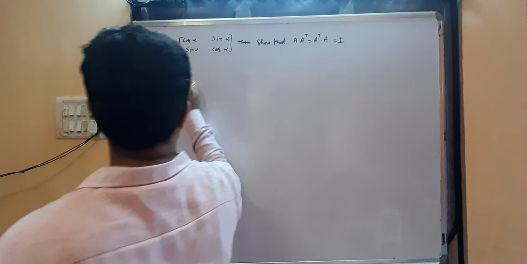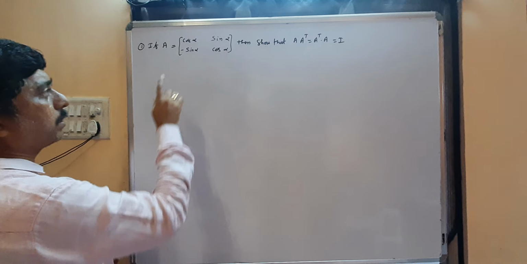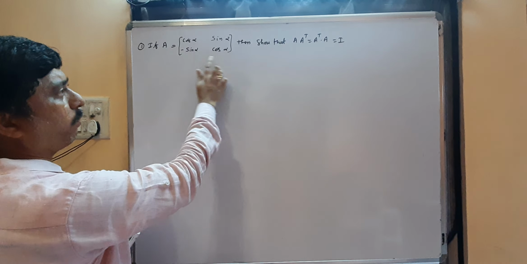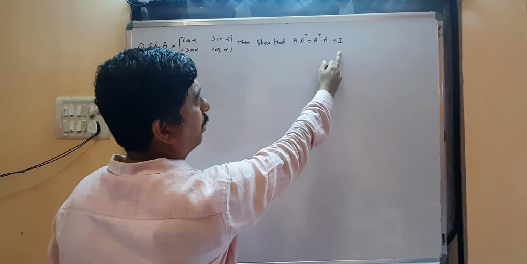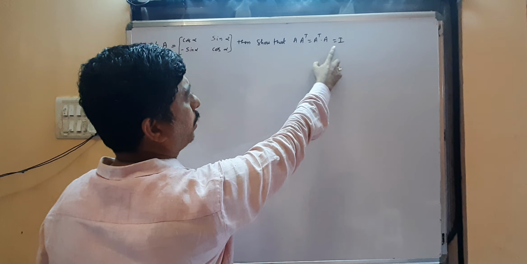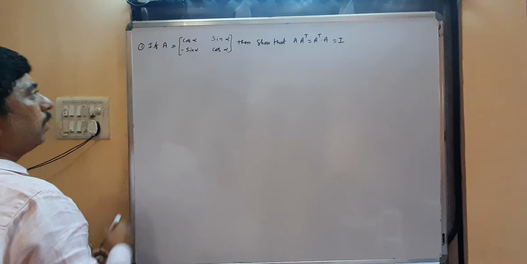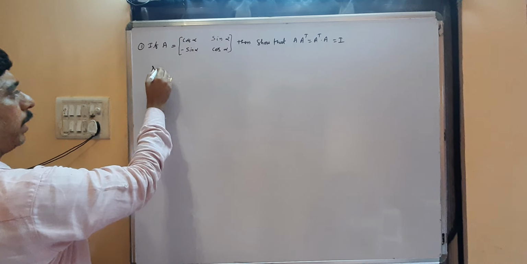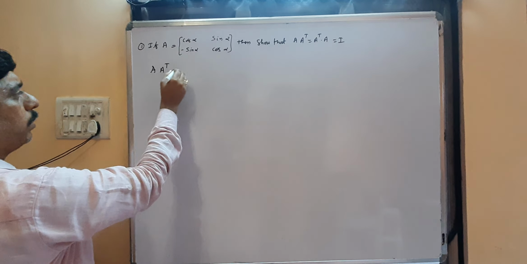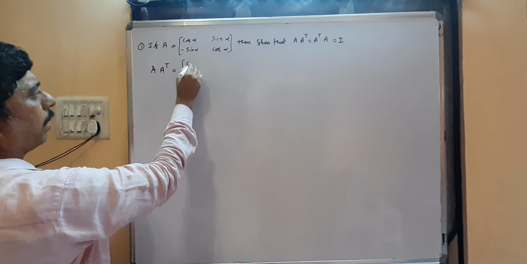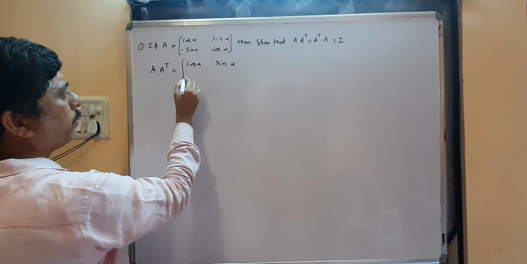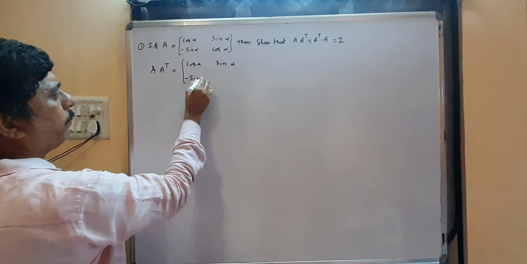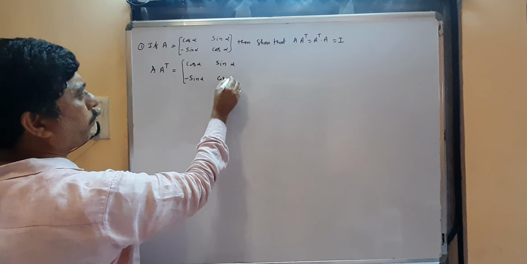Now coming to A is given: cos alpha, sin alpha, minus sin alpha, cos alpha. Then show that A into A transpose is the identity matrix, and A transpose into A is also the identity matrix. Now we are going to consider A into A transpose. Matrix A is given: cos alpha, sin alpha, minus sin alpha, cos alpha.